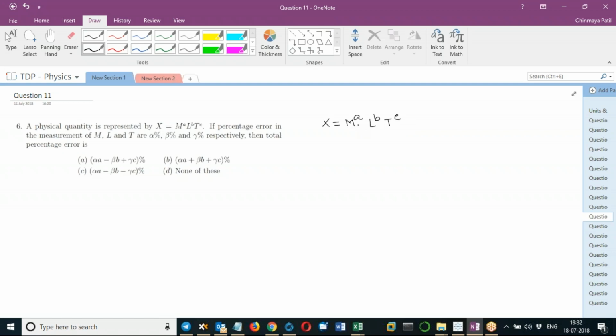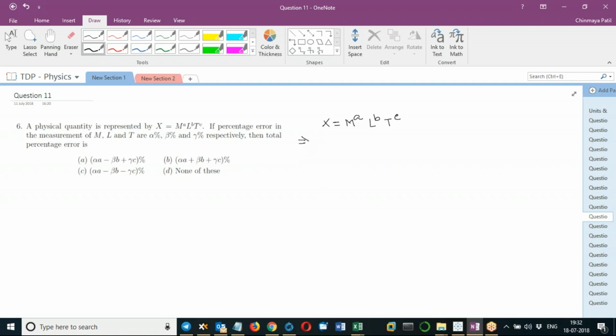So for percentage error, what you need to find? We need to find delta x by x. That is in our mind. To find delta x by x efficiently, the first thing is to perform logarithm, because we know that differentiation of log x is equal to 1 by x.